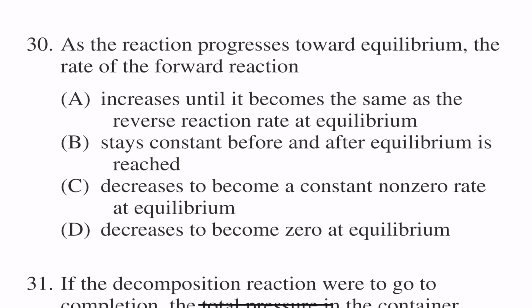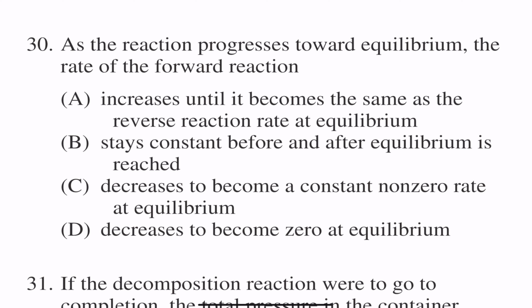Number 30, as the reaction progresses toward equilibrium, the rate of the forward reaction. Well, if you think about it, this question is not something you would even have to refer to the diagram or the given information for, because this just logically makes sense, right? The forward reaction uses the reactants in order to produce the products, and the reverse reaction is backwards, right? You grab the products and turn them into reactants again.